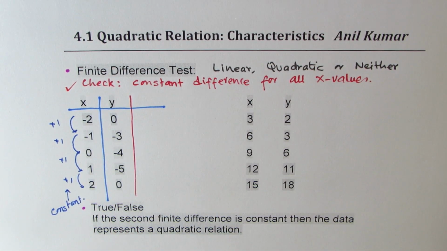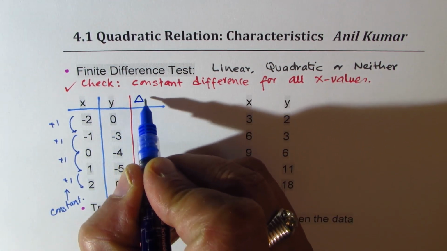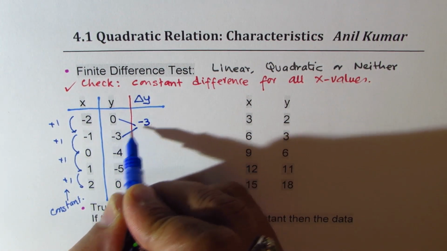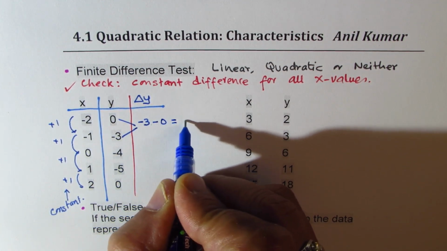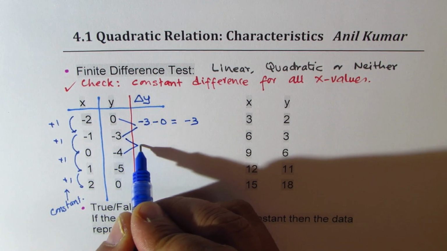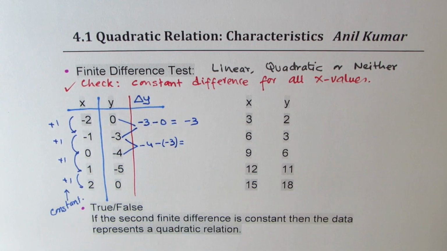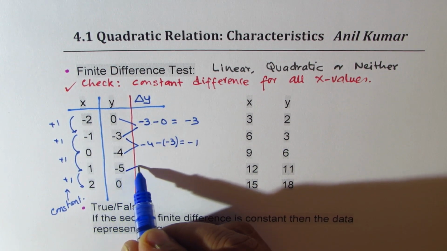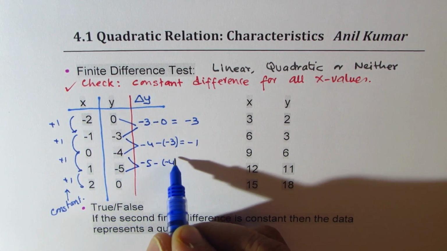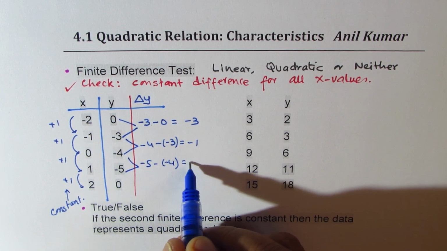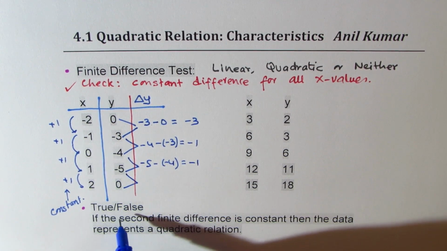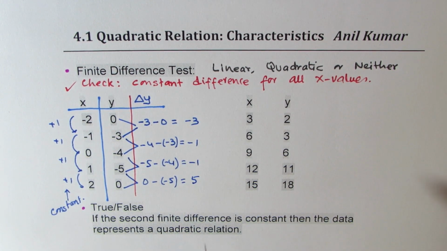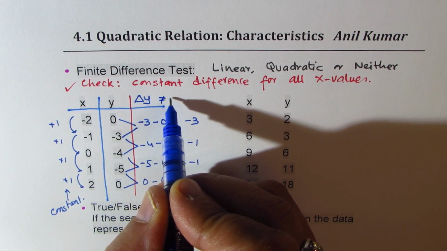Now, what is first difference? First difference basically is we need to find the change in y value. That means we'll do this minus this. So we are trying to do -3 minus 0. So we get here -3. Then again, we do -4 minus of -3. You get the idea, right? This is what you have to do. So -4 plus 3, which is -1, and then you do -5 minus of -4, which is -5 plus 4, a value of -1, and then what you do is 0 minus of -5, which gives you +5. So clearly, first difference is not equal to a constant.